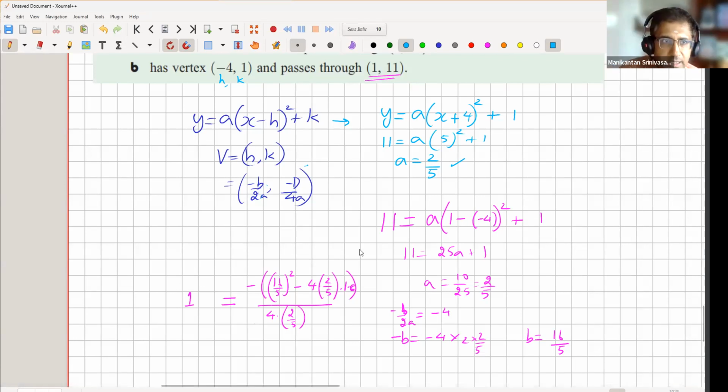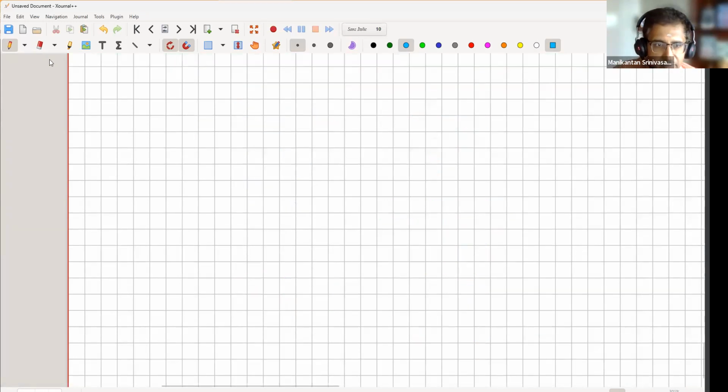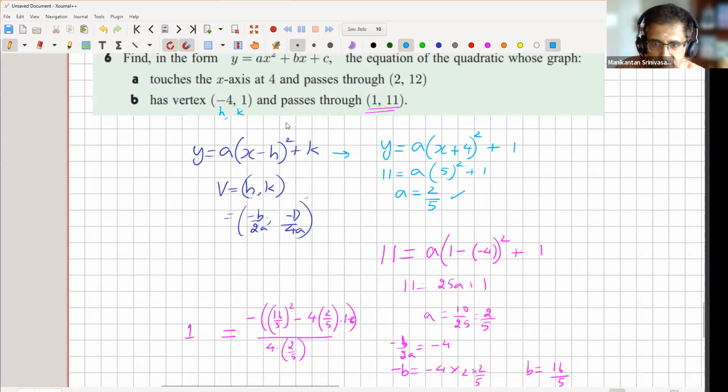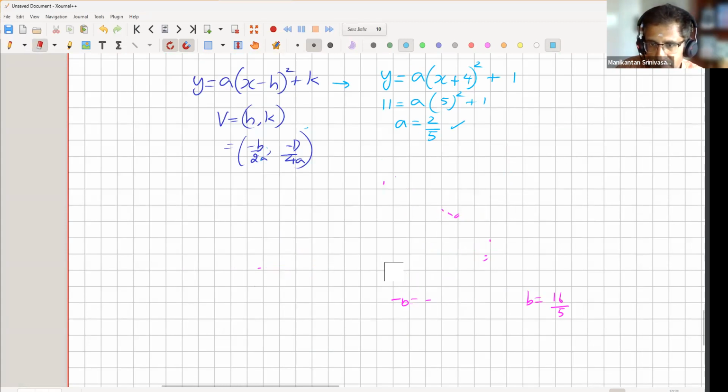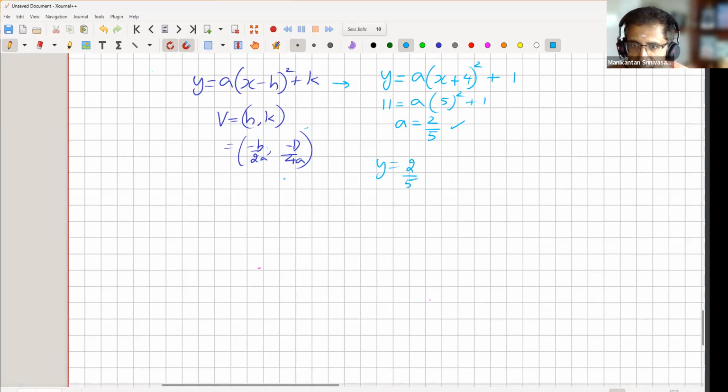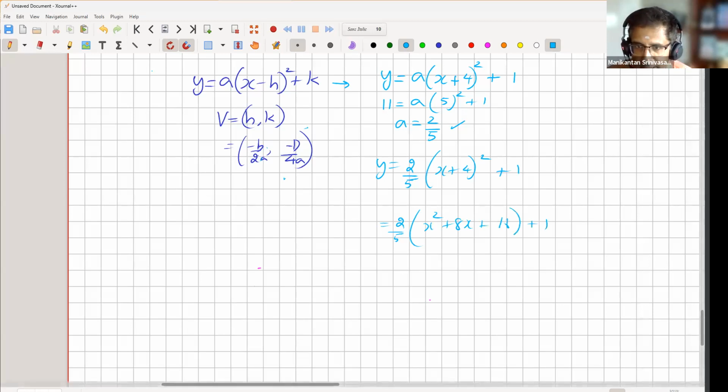Instead, I'll directly substitute my 2 by 5 in this. I'll just erase off the pink. So my equation is right there. The equation is y equal to 2 by 5 times (x plus 4) whole square plus 1. All I have to do is expand this. That's much easier, right? You don't have to find all of these big things. And expanding this is very easy, right?